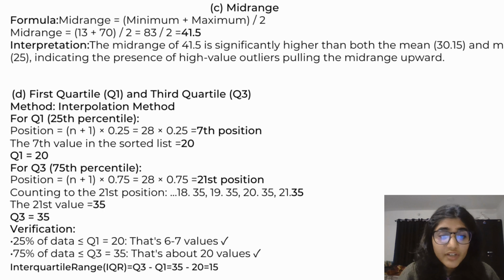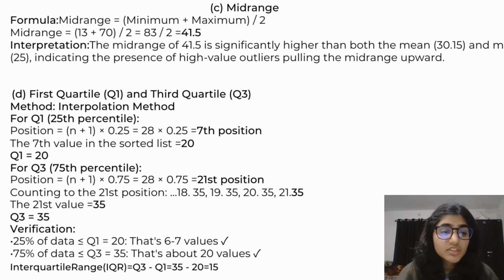Fifth, now we have the first quartile, Q1, and the third quartile, Q3. So we need to calculate this. In this, we have Q1 at the 25th percentile. So the position is equal to (n plus 1) multiplied by 0.25. That will give us the seventh position. So the seventh position value in the sorted list is 20. So our Q1 is equal to 20.